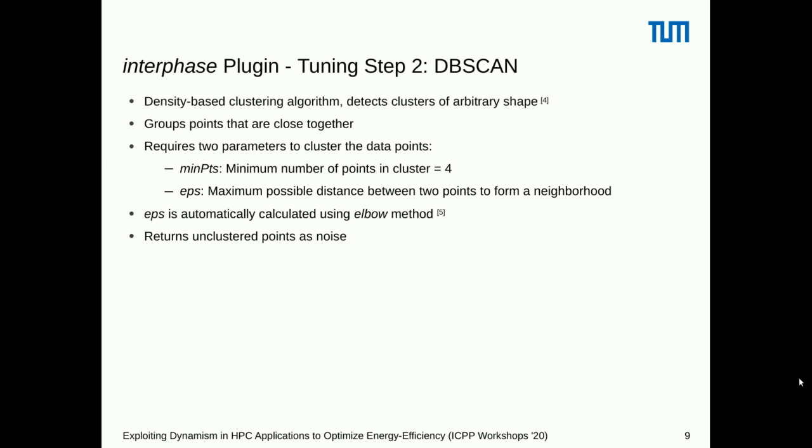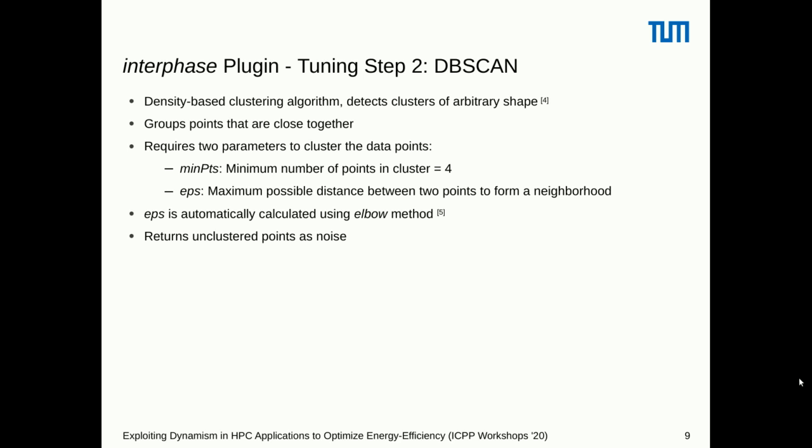First, we perform DBSCAN. It's a well-known density-based clustering algorithm that groups points that are close together, resulting in high-density regions. It marks points lying in low-density regions as noise. It can detect clusters of arbitrary shapes and requires 2 parameters to cluster. First, min points. This refers to the minimum number of points that define a cluster. We set this parameter to 4, which means a cluster must contain at least 4 points.